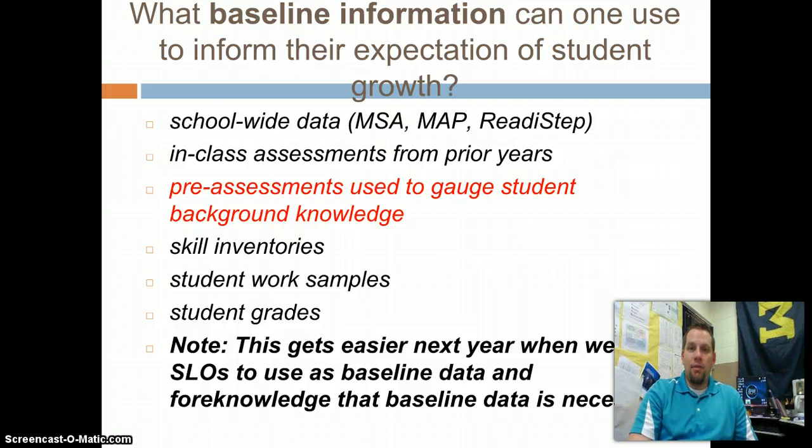You can set pre-assessments. So again, like I said with the 6th grade world cultures example, if you're working on how the physical world changes cultures and cultures change the physical world, you can pre-assess it in one unit, do a midterm in another unit, and then do your final assessment in another unit. Skills inventory, math, it could even be in dance classes, those kinds of things, student work samples, student grades. This will get a lot easier next year because we'll have a better idea of how to do it. We'll also have better knowledge of baseline data based on what we do this year.